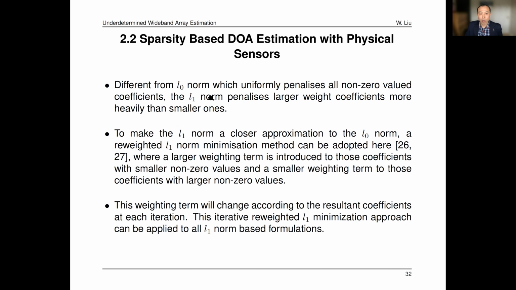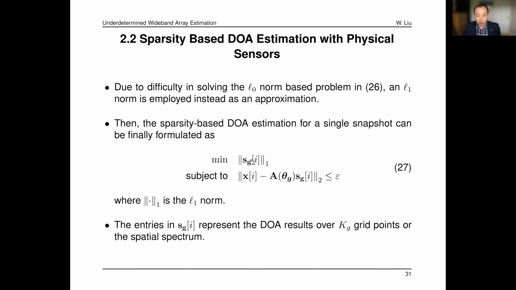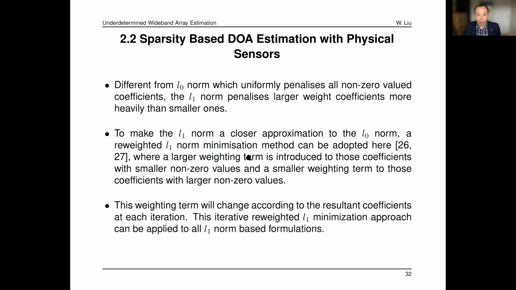And different from the L0 norm, which uniformly penalizes all non-zero valued coefficients, the L1 norm is different. If you have a larger value, it will reduce that value more. So this L1 norm is only an approximation. To have a better approximation to the L0 norm, you can use the method called reweighted L1 norm minimization, a reweighted approach.